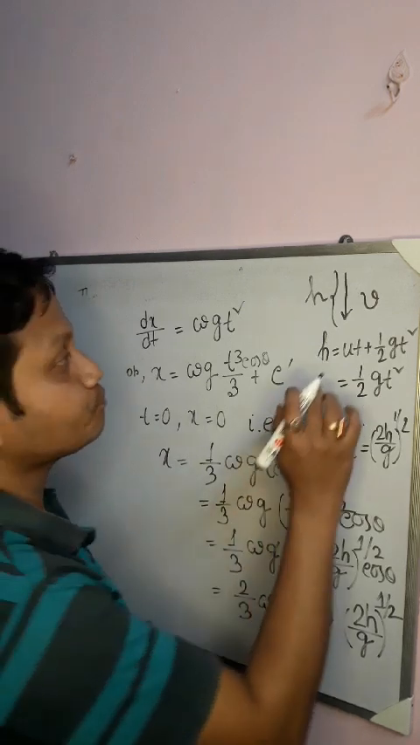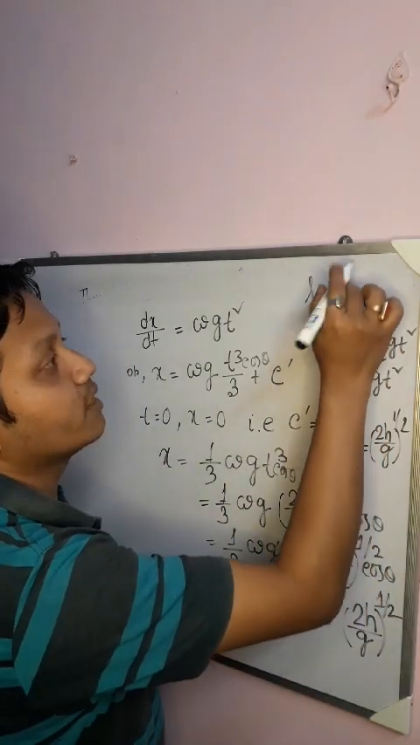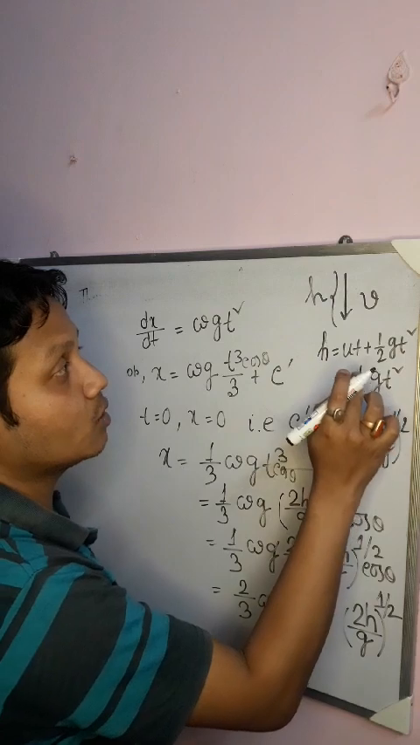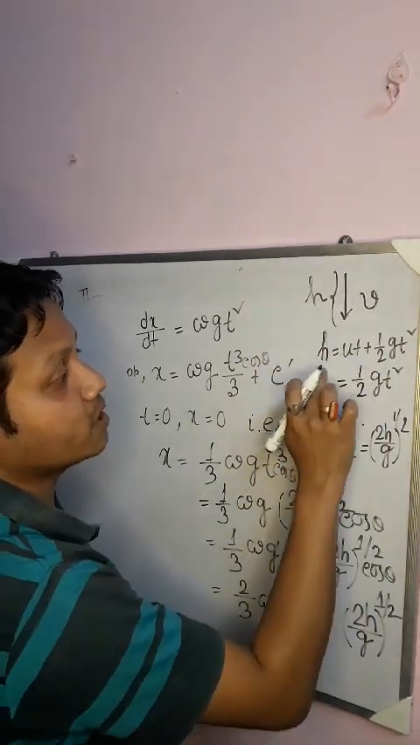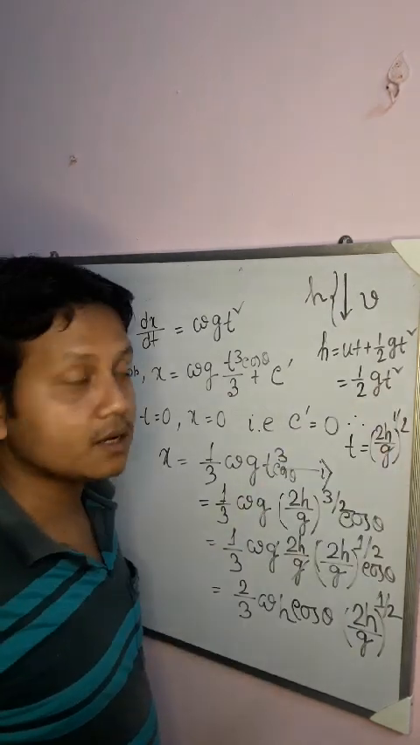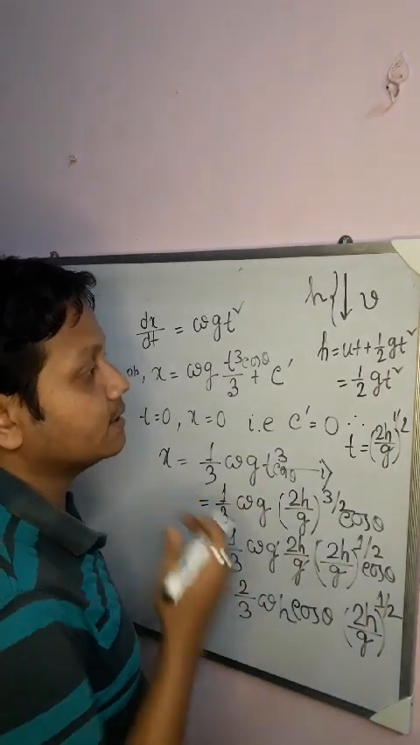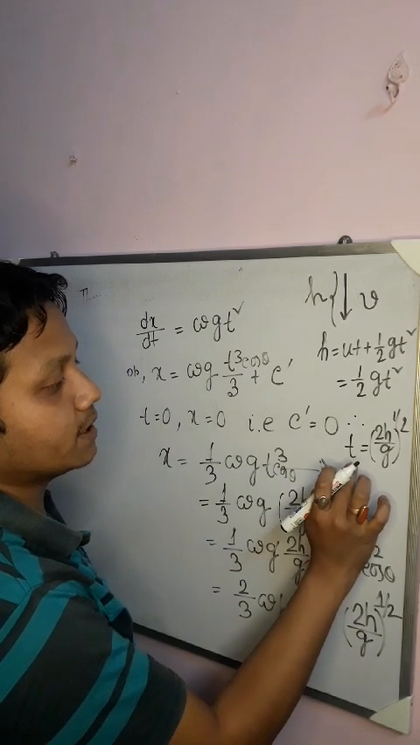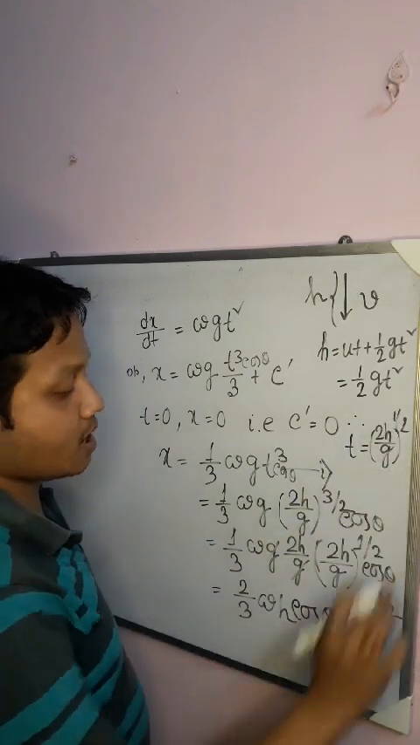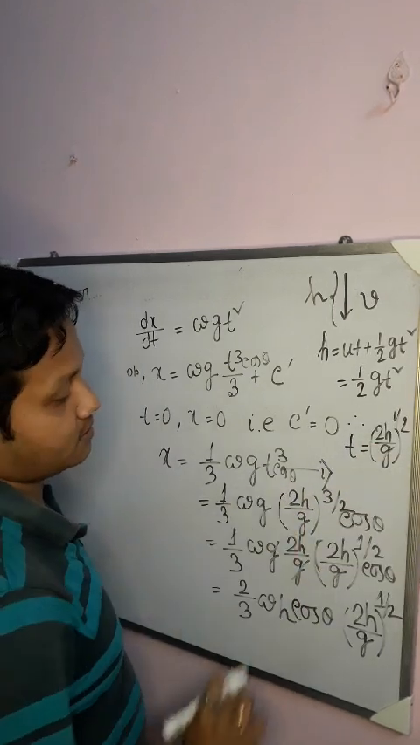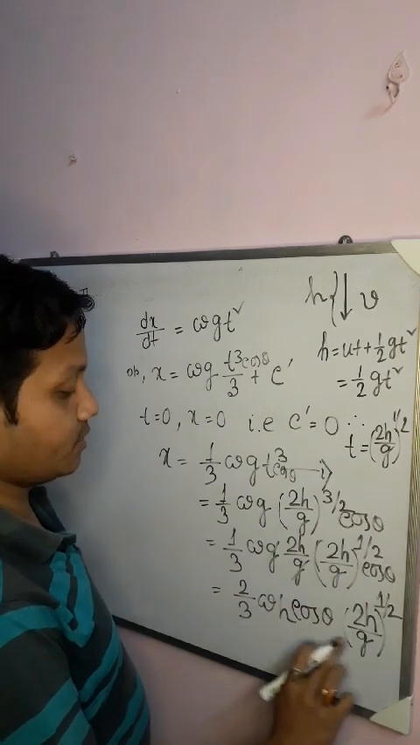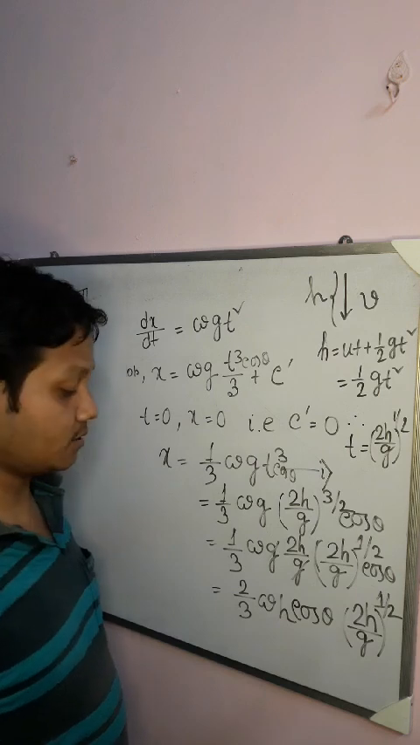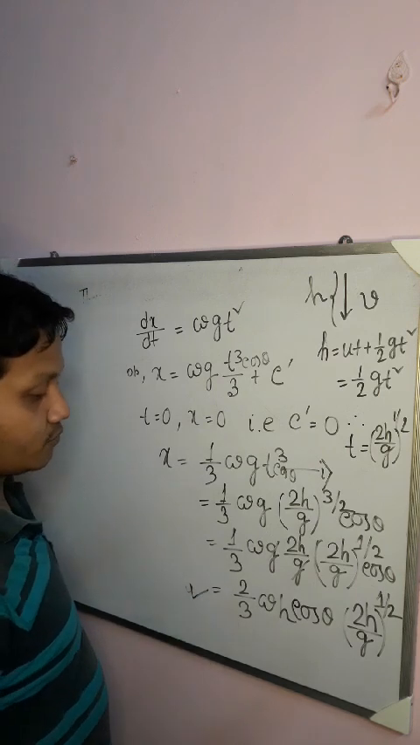Now when the body is thrown vertically in the downward direction, if it covers a height h, that means this side is h, we can write h as half gt square, since we take the body at rest initially. So from which we get t equal to (2h by g) to the power half. So here we put this t equals (2h by g) to the power half, and after simplifying this we will get this result. Okay, so this is the very important formula.